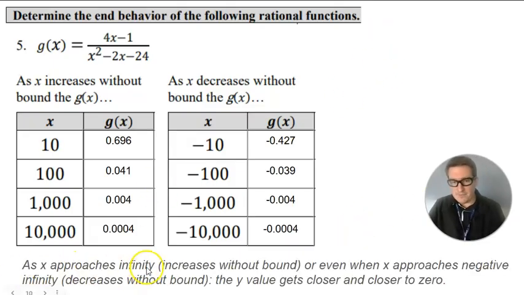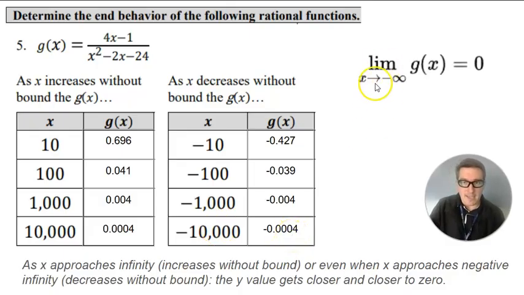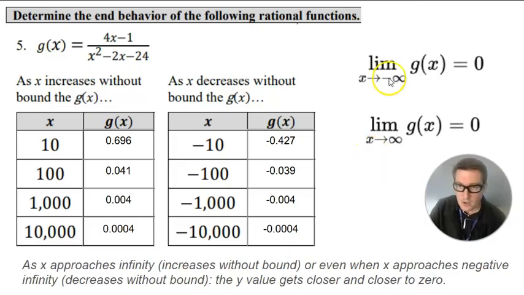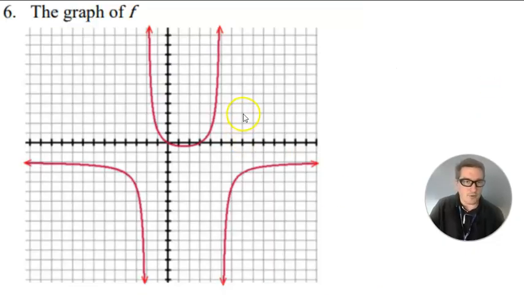As x approaches infinity, meaning it's increasing without bound, or as x approaches negative infinity, meaning it's decreasing without bound, my y value approaches and gets closer and closer to the number 0. The larger the x in terms of its value causes my g function to be 0. So as x approaches negative infinity or as x approaches infinity, my g function is approaching 0. All right, let's do a graph here.